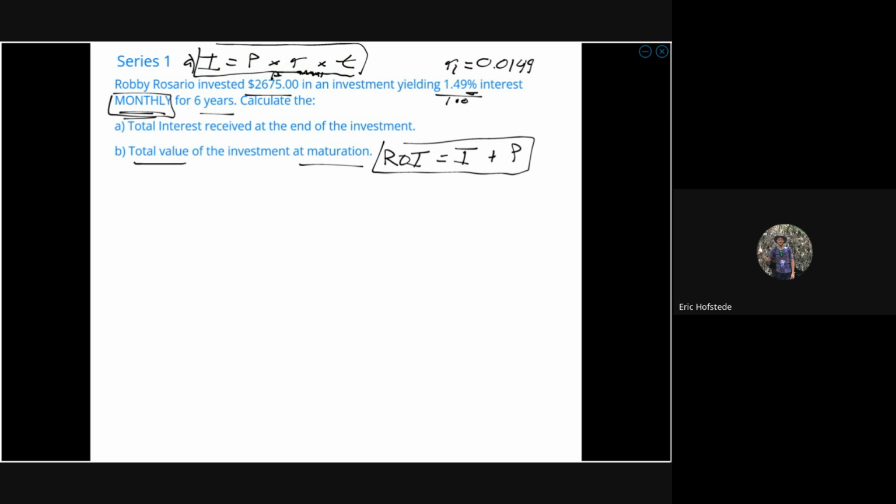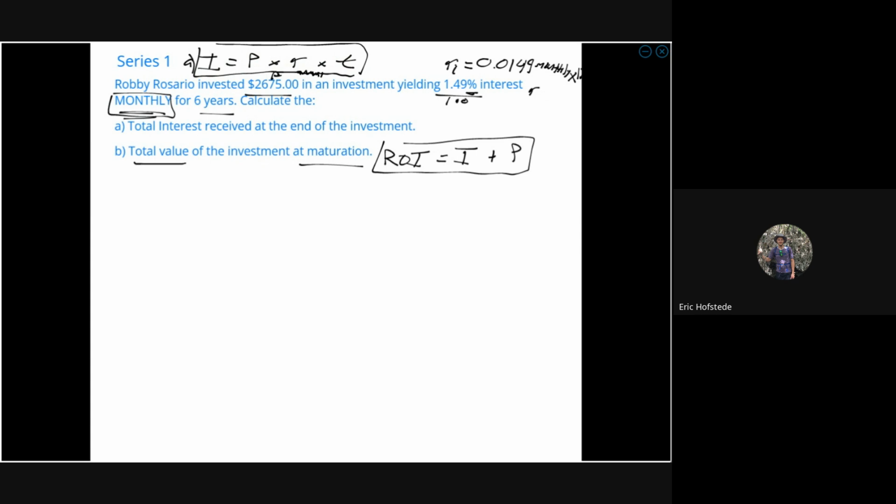I don't want monthly. I want annually. So that's monthly. I need to turn that into annually. To do that, I need to multiply by 12. That's because there's 12 months in a year. So my interest rate that I'm going to be using here is, let's just call it R, not RI.